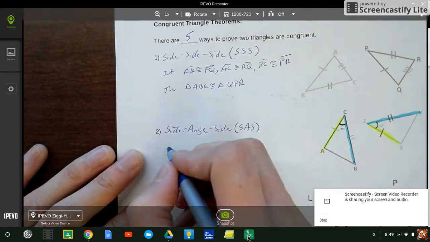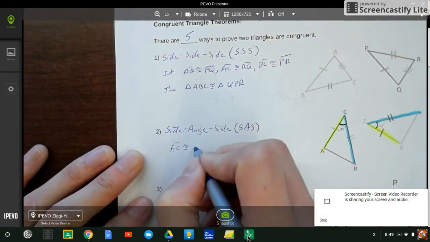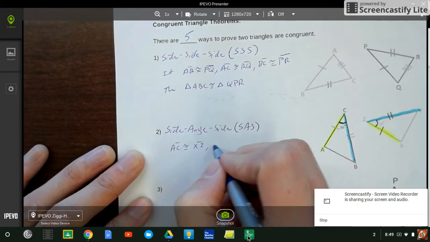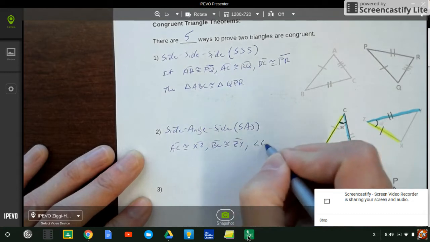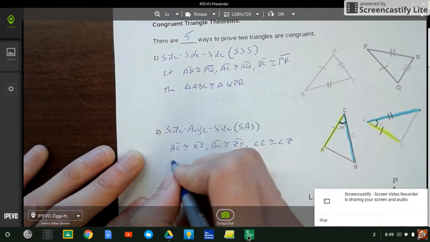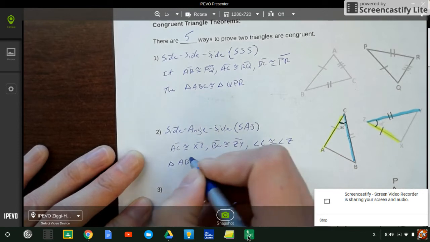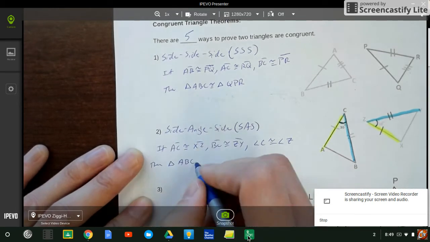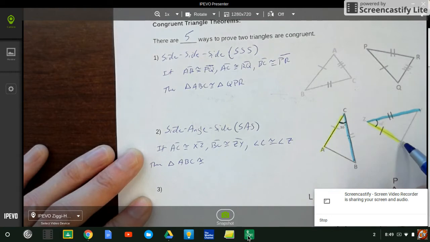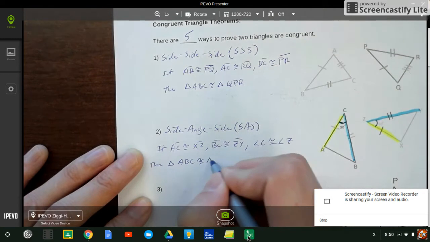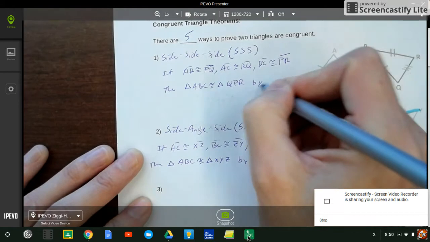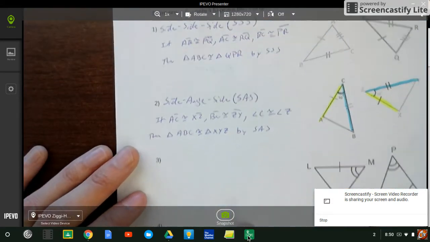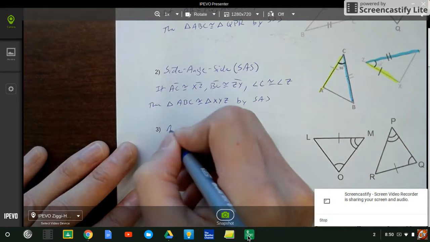So in this case, because I have AC congruent to XZ, I have BC congruent to ZY, and I have angle C congruent to angle Z, then, so that's an if, triangle ABC is congruent to, nope, ABC, so I want XYZ. XYZ by side, angle, side. This one was by side, side, side. Okay. The next one, angle, angle, side.